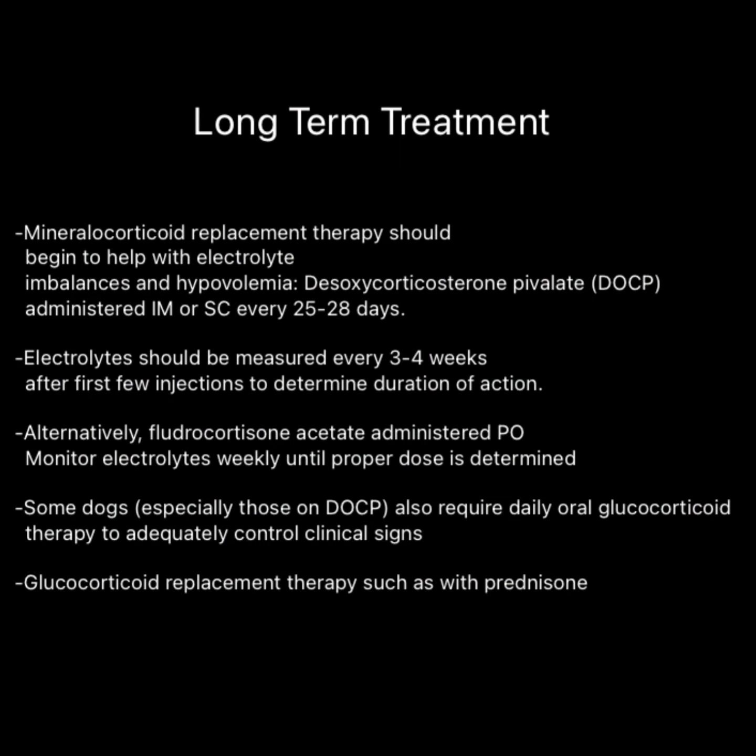In terms of treating Addison's disease long term, it's really just a continuation of replacement therapy. Using some sort of mineralocorticoid such as DOCP to help control electrolyte balances, as well as giving glucocorticoids such as prednisone to correct for abnormal cortisol values.